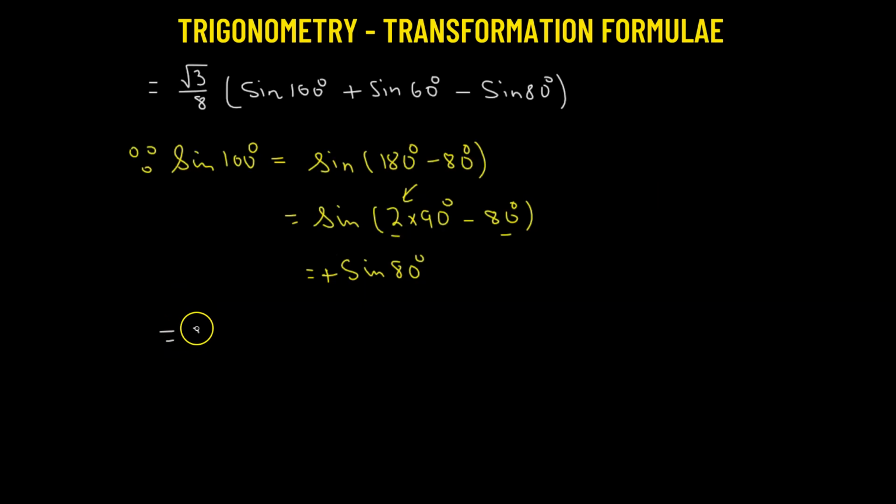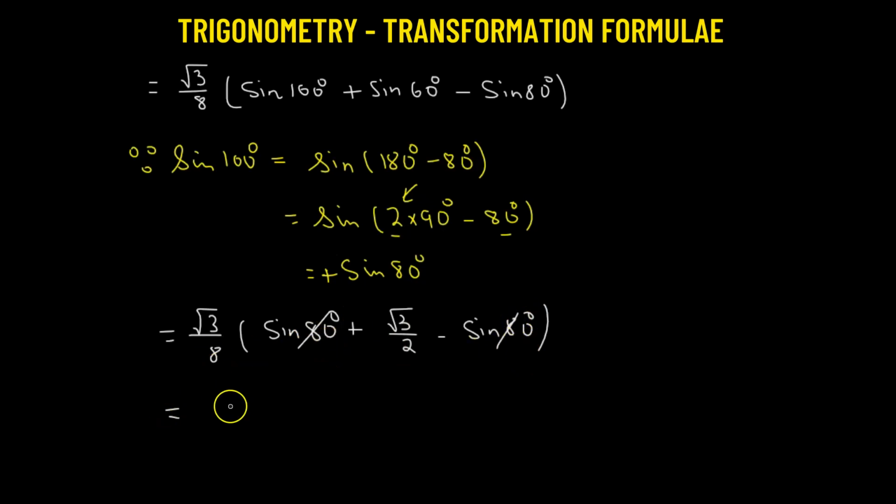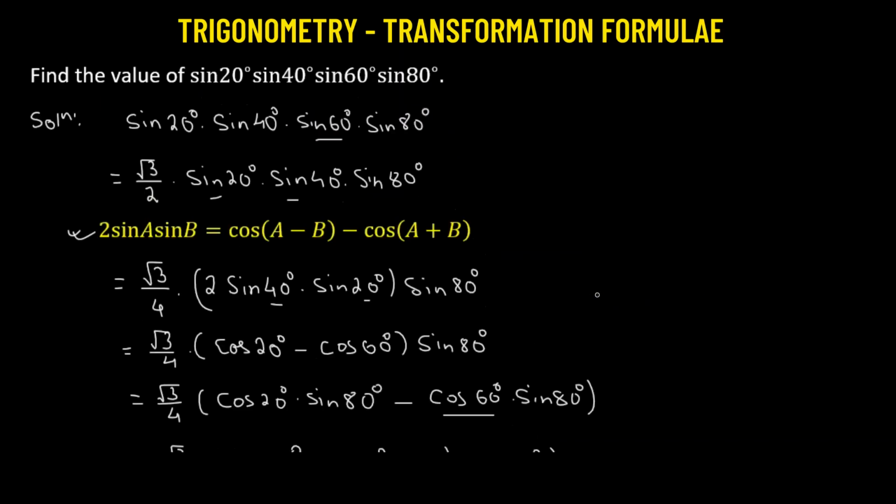So our expression now becomes square root of 3 over 8 times sine 100 degrees, but we are going to replace it with sine 80 degrees, plus sine 60 degrees. That value is square root of 3 over 2, minus sine 80 degrees. Now we can cancel out the first and the third term, and that finally leaves us with 3 over 16, which is going to be the final value of the given trigonometric expression. Therefore, the value of sine 20 times sine 40 times sine 60 times sine 80 came out to be 3 over 16.